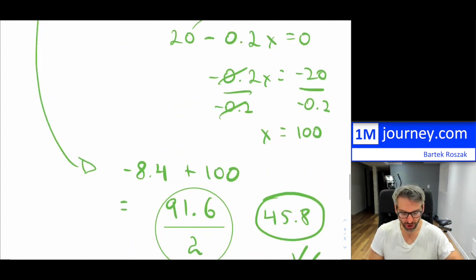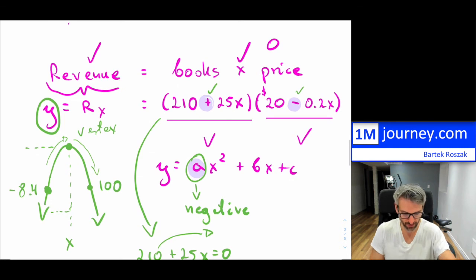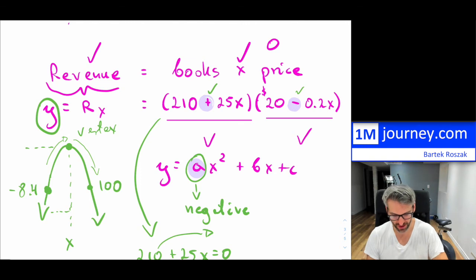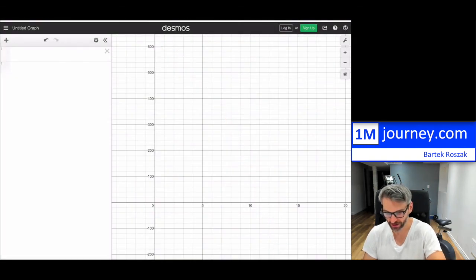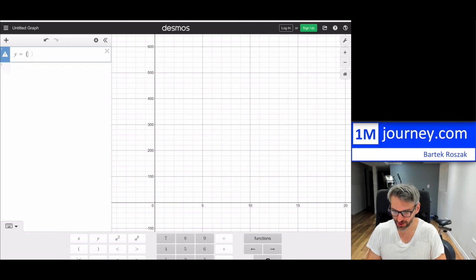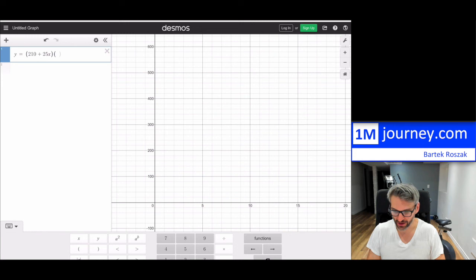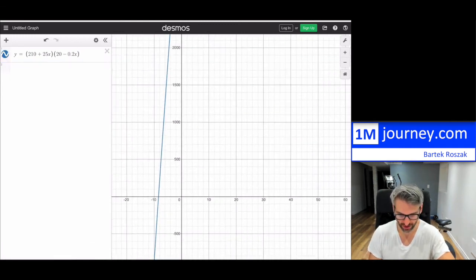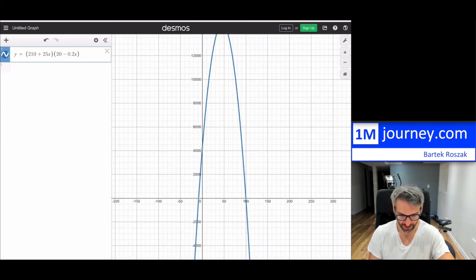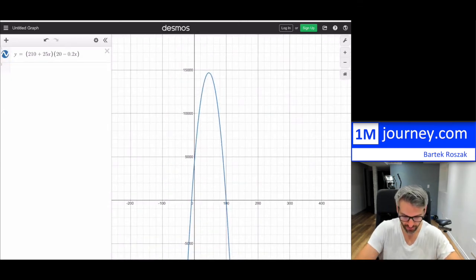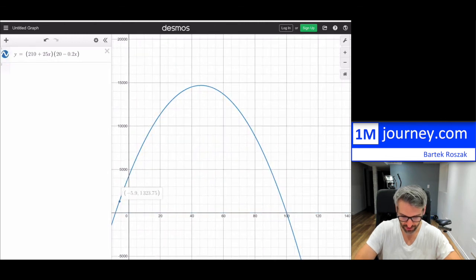Now, let's plot this so that you can visualize what happens here. So I'm going to plot this out. This is y equals 210 plus 25x. And then the other one was 20 minus 0.2x. Let's see how big it will get, and then we'll zoom in here. So that's what happens right there.